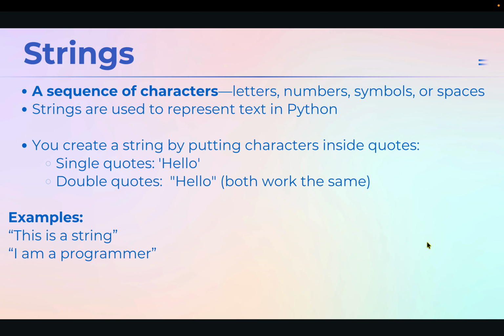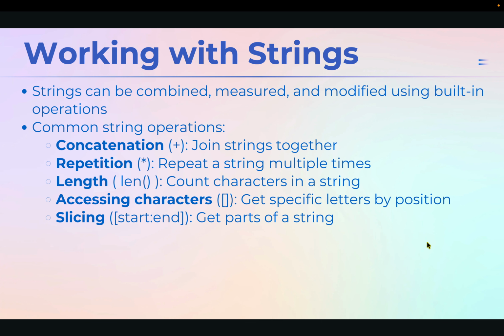So in the example we have here, you see that we have double quotes and it says this is a string, and then we have another example that says I am a programmer. Both of these use double quotes, and these are then considered strings within your program. So when you want to work with your strings, you can combine them, you can measure them, and you can modify them using built-in operations or built-in functions.